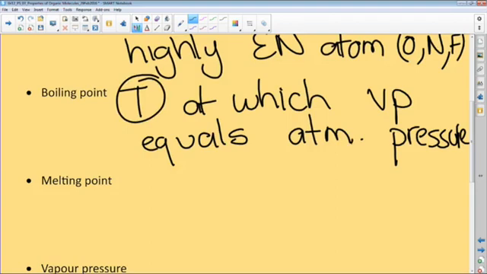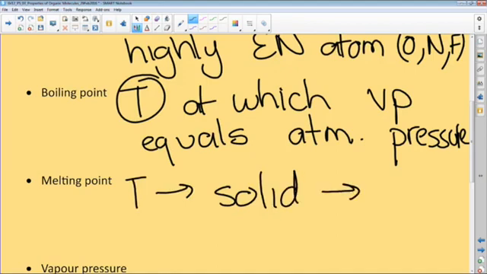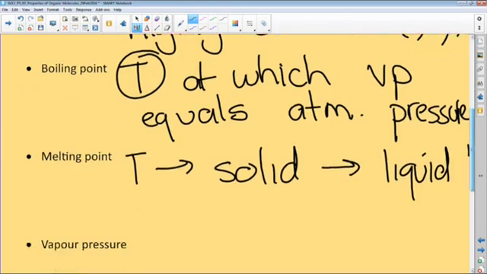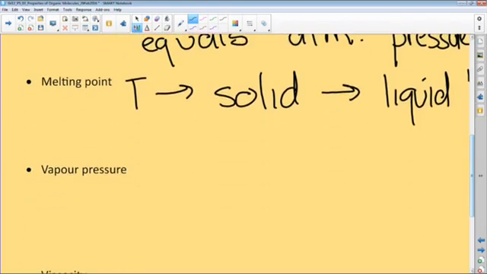Melting point is probably the easiest one, because it's the temperature at which a solid becomes a liquid. That's easy. Now vapor pressure is an interesting concept, and it's going to come up because they like to try and confuse you between boiling point and vapor pressure. When a liquid evaporates, there's a vapor that sits on top of the liquid. Vapor pressure is the pressure that that vapor exerts.